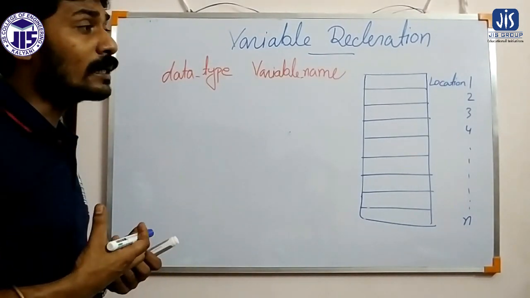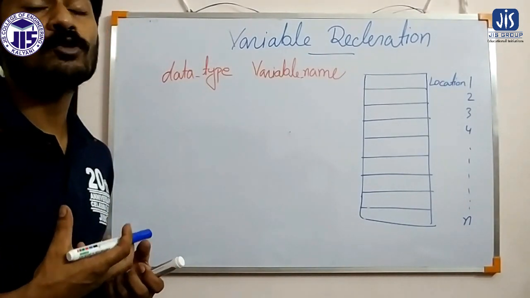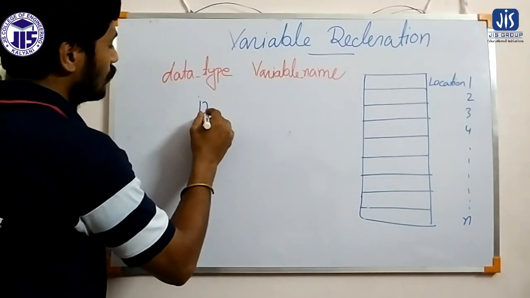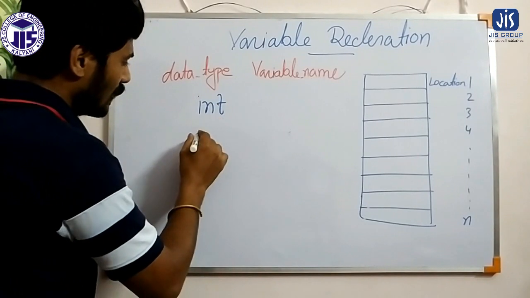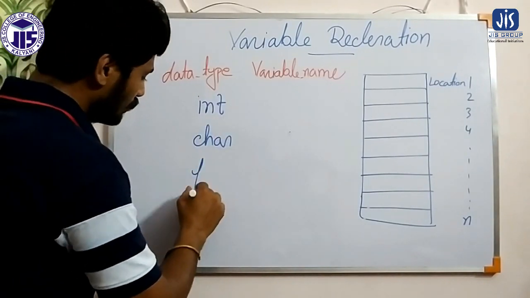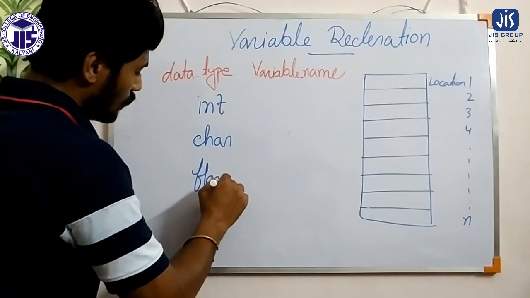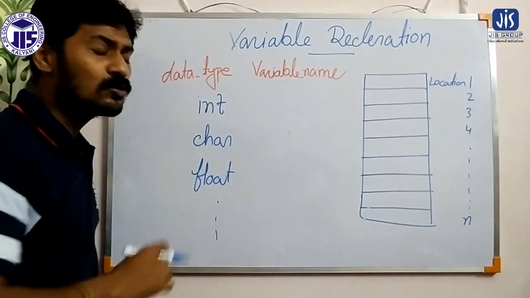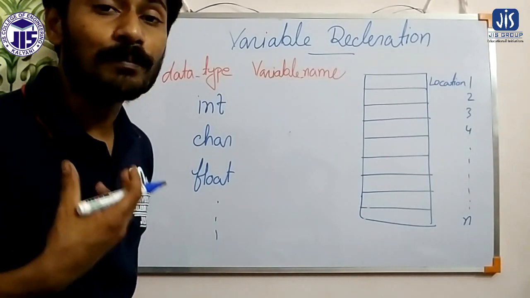That means the data we are going to take as input, what will be the type of the data. So we know int is a data type, character is a data type, float is a data type, and a lot more data types are there. So, in that way, first you have to write what the data type is.